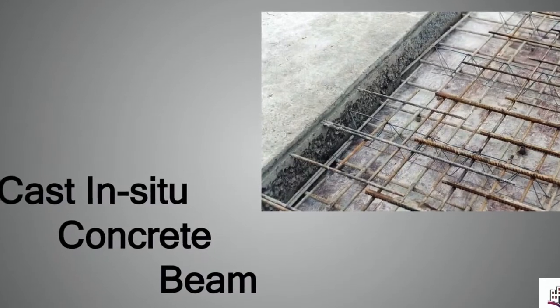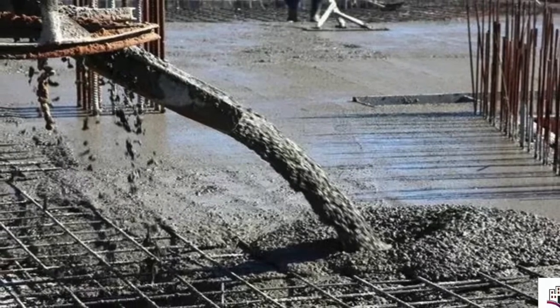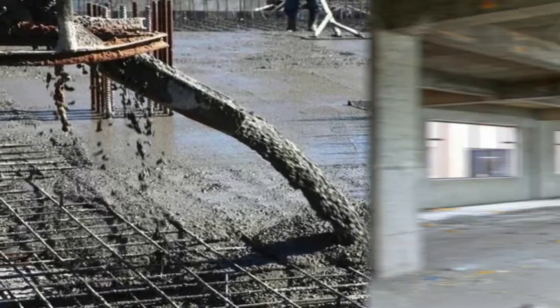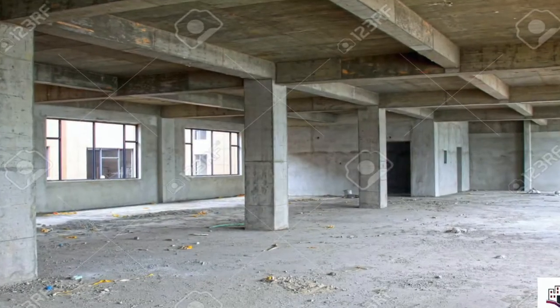Cast in situ concrete beam. This type of beam is constructed on the project site, so forms are initially fixed, then fresh concrete is poured and allowed to harden. Then loads would be imposed.